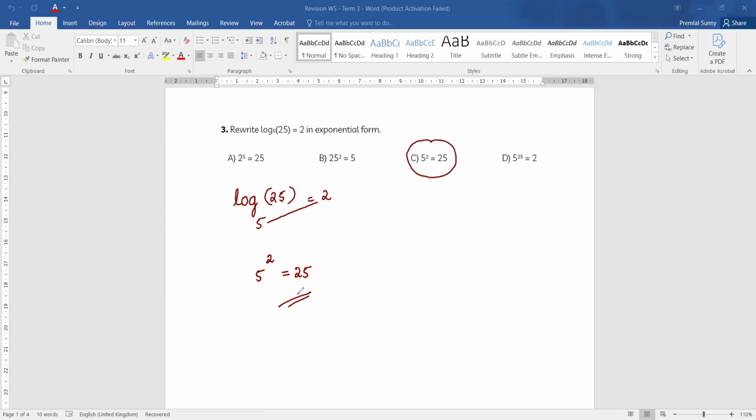Also, to verify whether your answer is correct, put the left hand side into your calculator. If you get the right hand side, that means your answer is correct. This is how we convert logarithm to exponential form. Now moving on to the next one here.